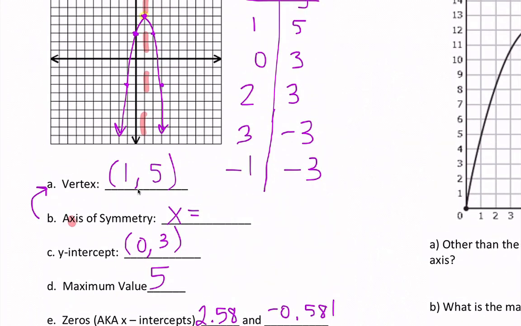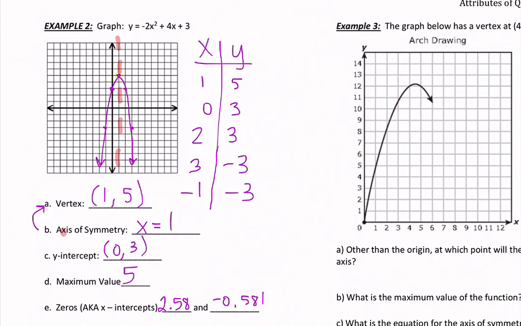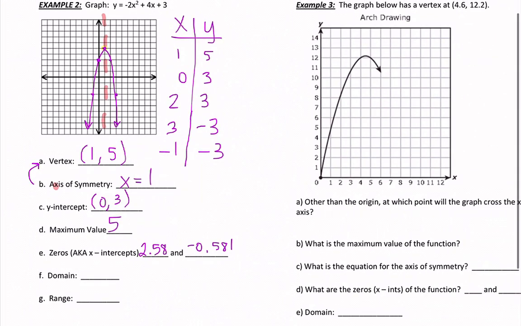So x equals, the x of my vertex is 1. Notice it crosses the x-axis at 1 as well. Okay, so we have domain and range left. Domain is how far left or right. Range is how far up and down.